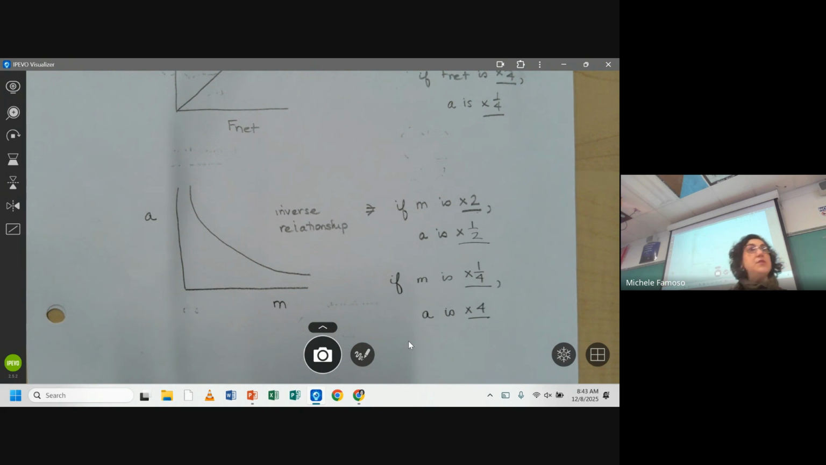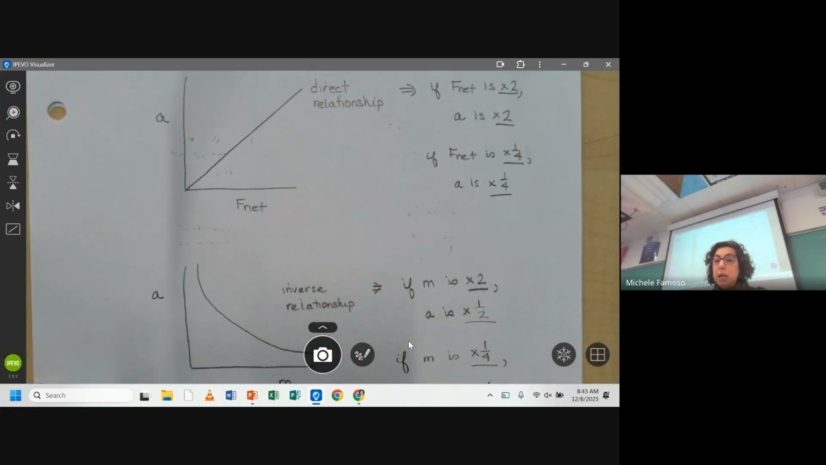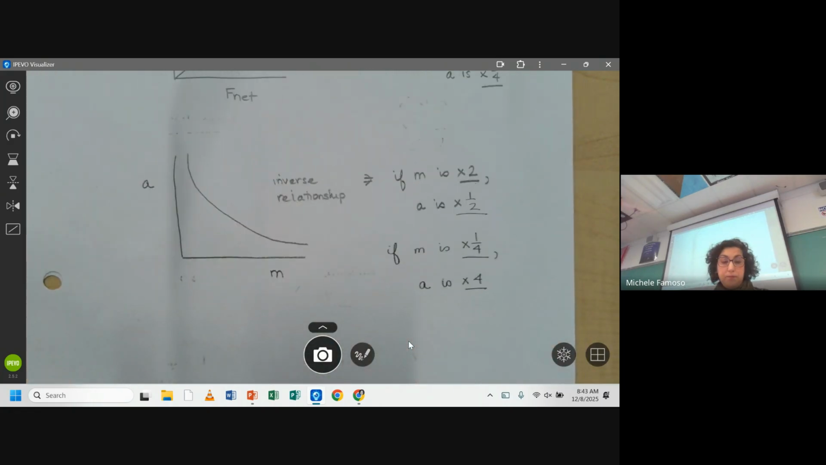Okay, so I'm trying to give you some ideas of what a direct relationship means and what an inverse relationship means, because you're going to be asked, if I double this or quarter this or triple that, what happens to the acceleration? And you have to use your understanding of the relationships to help you figure that out.